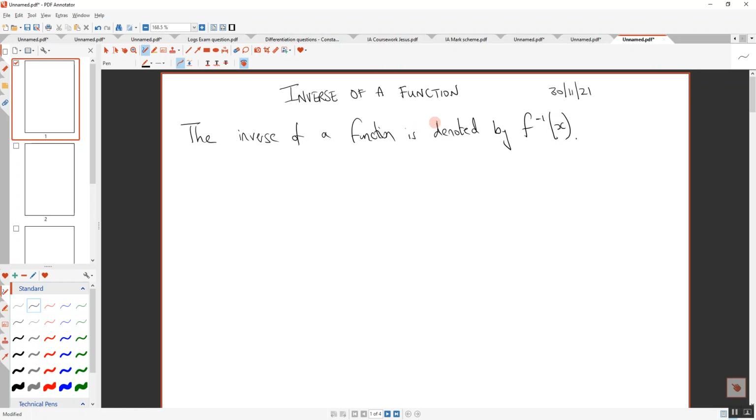Did you do anything about inverses last year or the year before? Maybe last year? Yeah, a little bit.